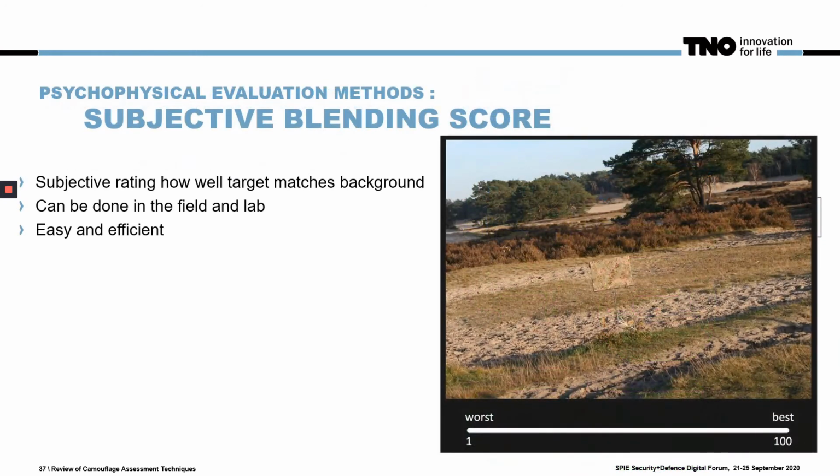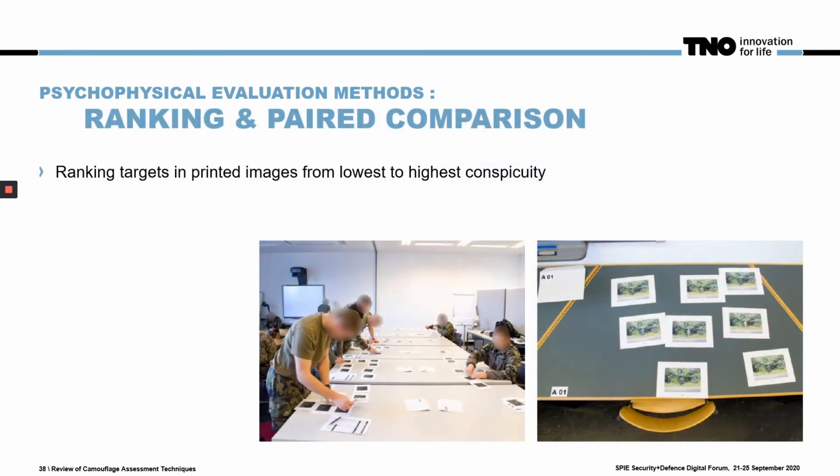The subjective blending score for camouflage effectiveness is obtained by letting observers rate how well a camouflage target blends into its background, or matches its local background, using Likert or visual analog rating scales. This method is simple and efficient and can be applied both in the field, using scoreboards for instance, and in photosimulation studies. In a ranking experiment, observers order images of competing camouflage designs in a particular scene from best to worst.